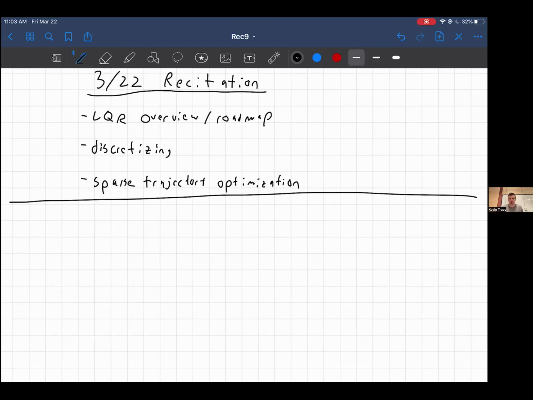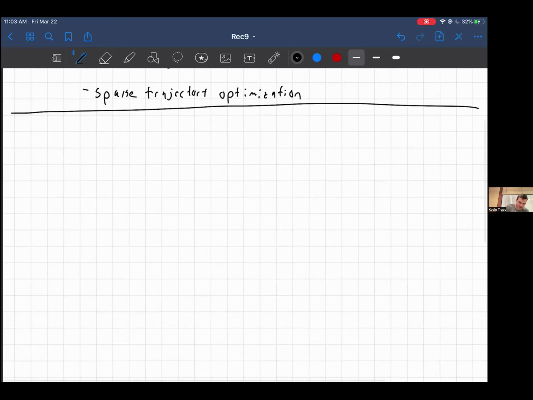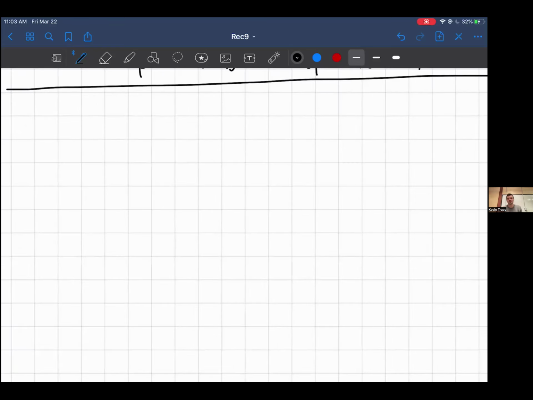So the first thing is an LQR overview or roadmap. I'm just going to write down all the different LQR terms that we've heard. And if there's an LQR term that you've heard that is not on this list, speak up, and I'll add it. And then we can go through everything. So we've heard infinite horizon LQR, we've heard finite horizon LQR.